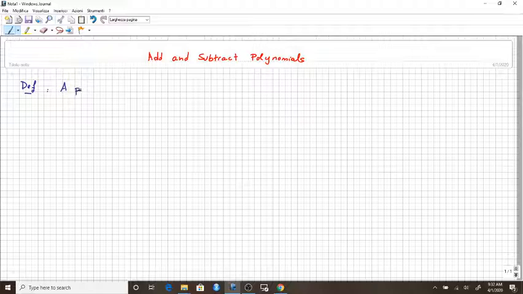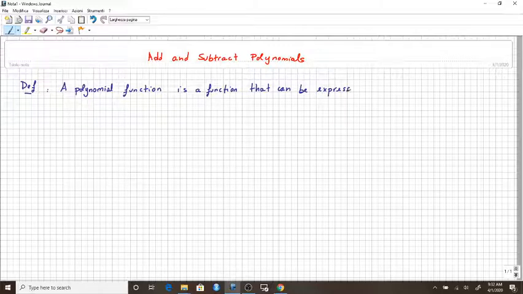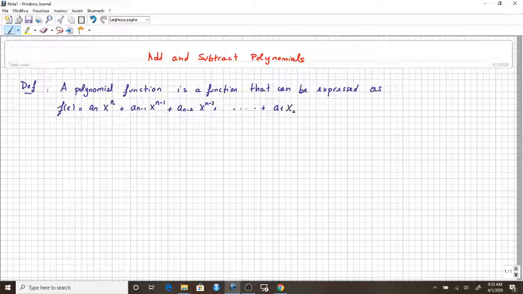A polynomial function is a function that can be expressed as f of x equal to a_n, which is a real number, x to the power of n, plus a_(n-1) x to the power of n minus 1, plus a_(n-2) x to the power of n minus 2, plus, and then we're going to have a_1, if we follow this pattern, x to the power of 1, which can be written just as x, and then plus a_0 x to the power of 0, but x to the power of 0 is equal to 1, so we can just stop at a_0.